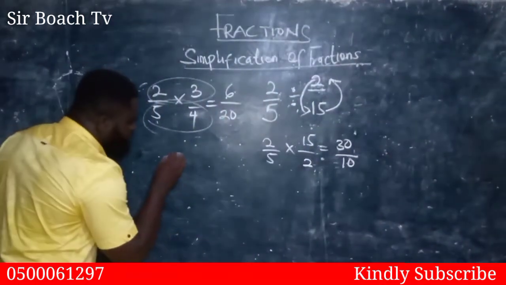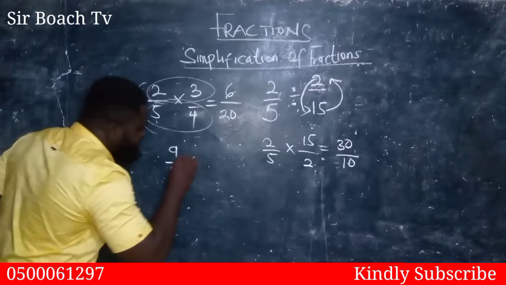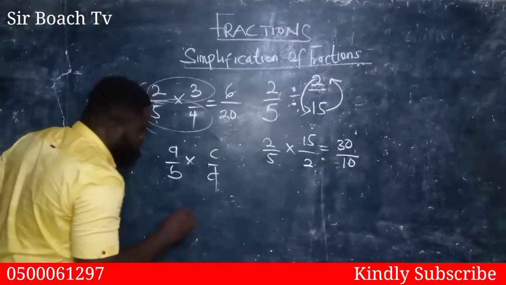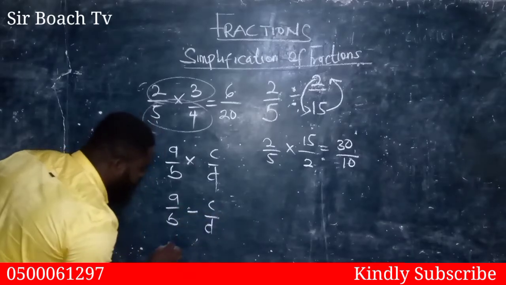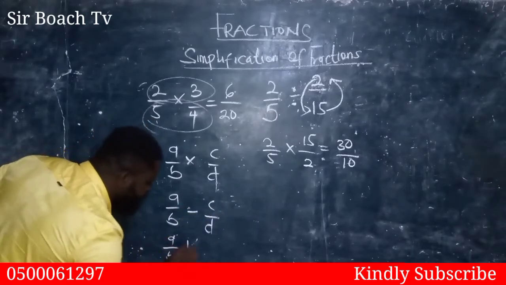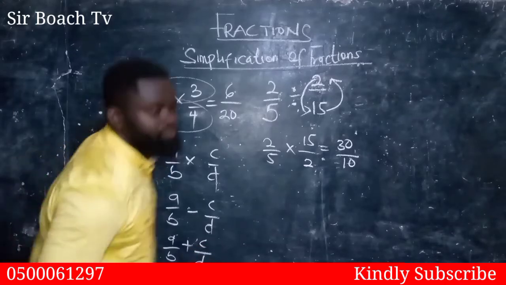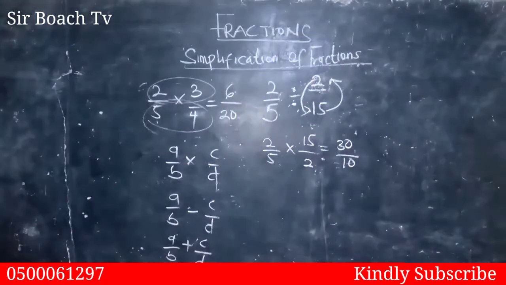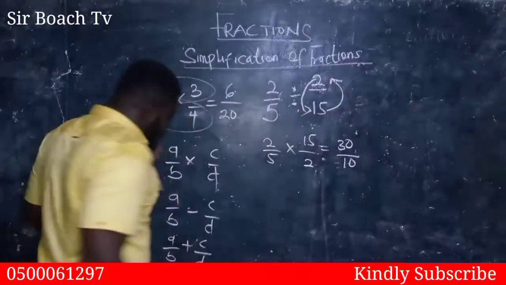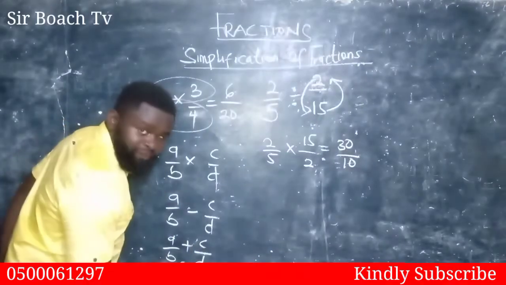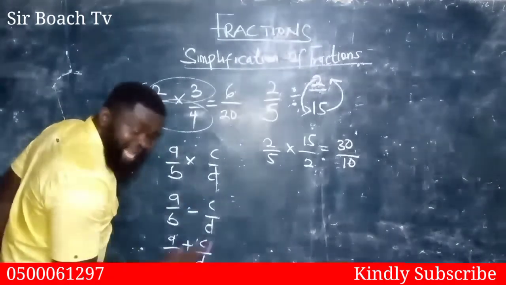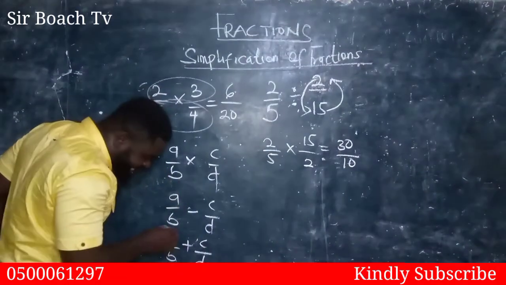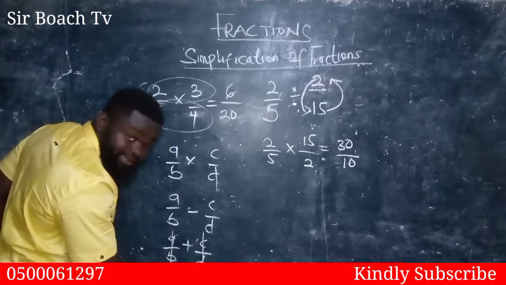Now, if we have A over B times C over D, we have A over B minus C over D, and we also have A over B plus C over D. Now, among these 3, let me start from this one. This is addition. With addition, the only way we can cancel is canceling like this and like this.